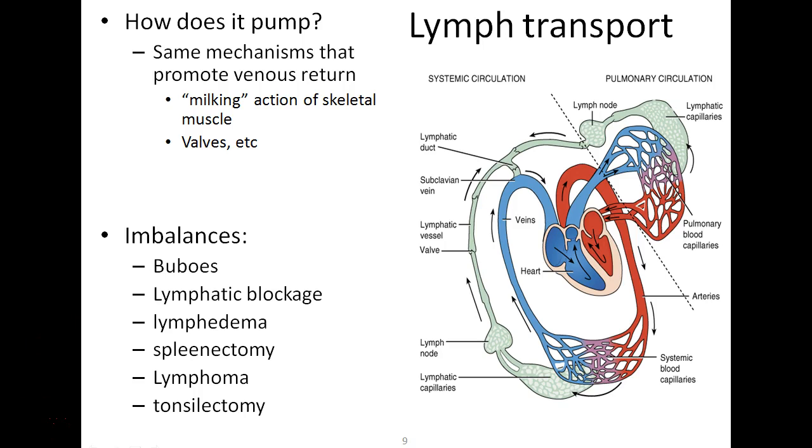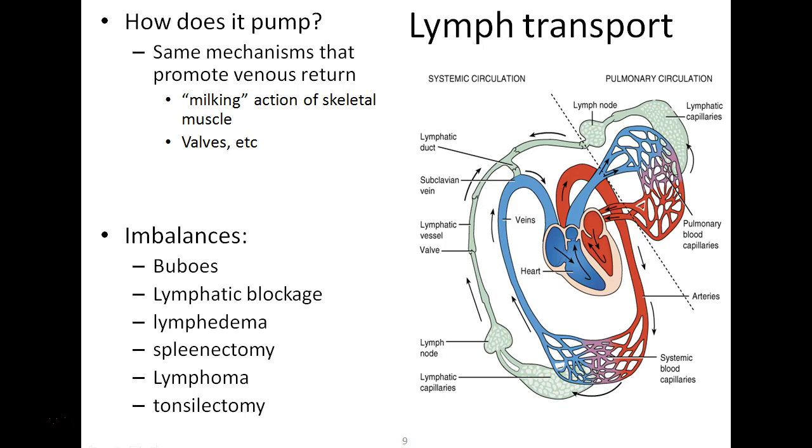So whereas this lymphatic system has a very important job of keeping the body's immune system up and running, as with any system in the human body, there are going to be homeostatic imbalances. Buboes, take for example bubonic plague, is an example of a homeostatic imbalance within the lymphatic system. Lymphatic blockage, sometimes there is debris that blocks up that passageway, and we get pooling of lymph.